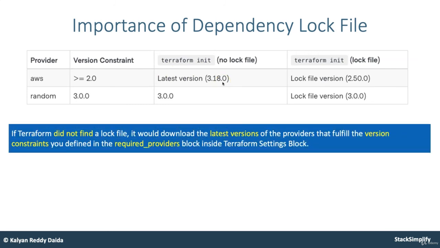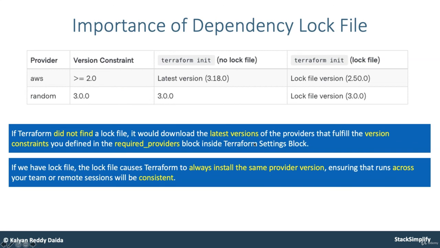If Terraform does not find a lock file, it will download the latest version of the provider that fulfills the version constraint you defined in the required providers block inside the Terraform settings block. In the same way, the lock file causes Terraform to always install the same provider version, ensuring that runs across your team or remote sessions will be consistent. This completes the introductory part of the dependency lock file.